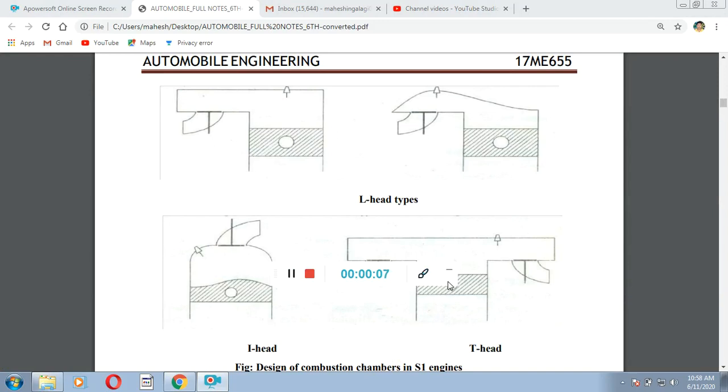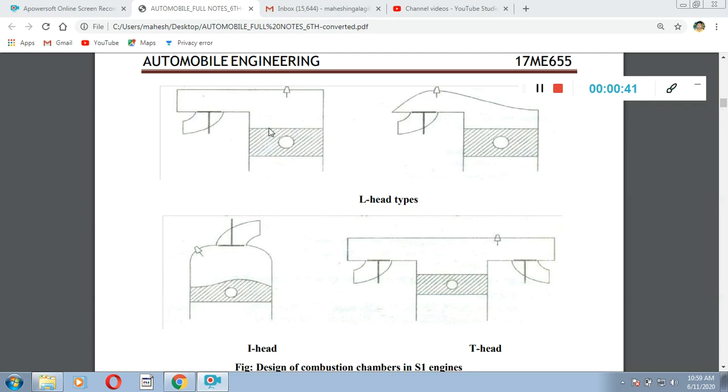Now the third video for the first model. Very important, this one is also. Here is the design of combustion chamber for the IC engine, CI engine and SI engine. In the SI engine we have three types, that is L head type, I head type and T head type. So we are having three designs of combustion chamber in the SI engine: L head type, I head type and T head type.